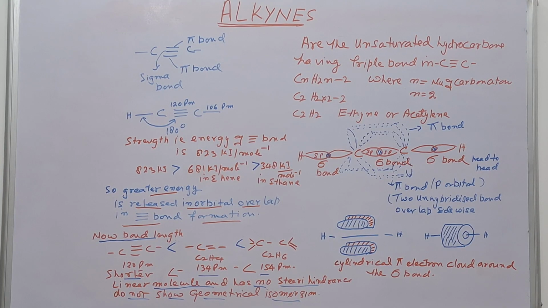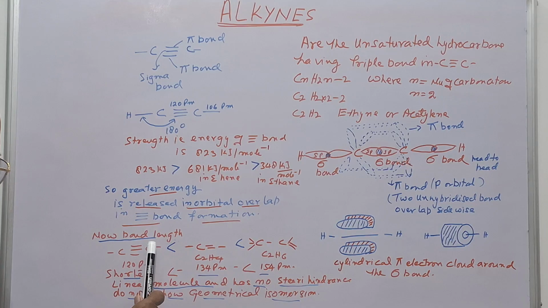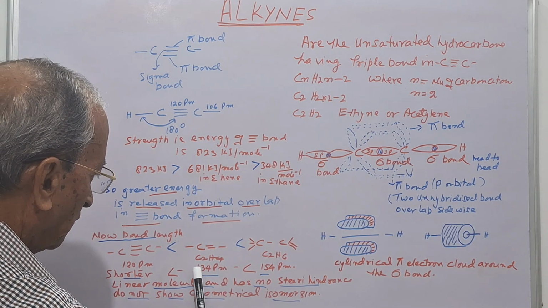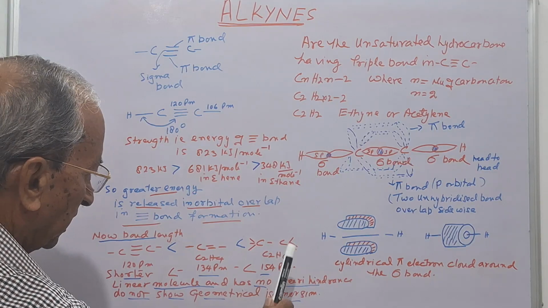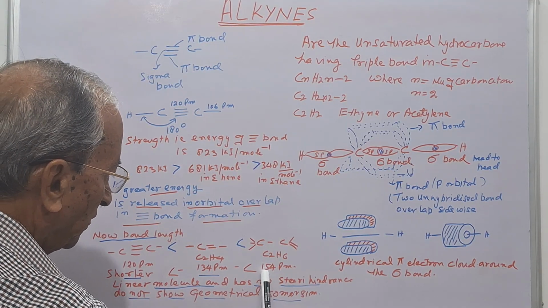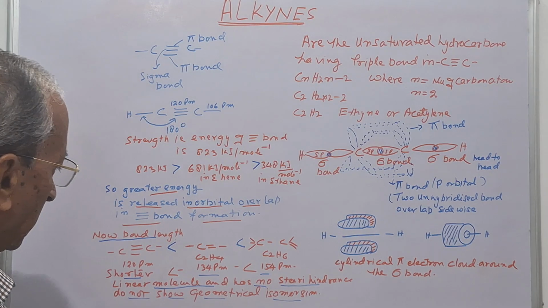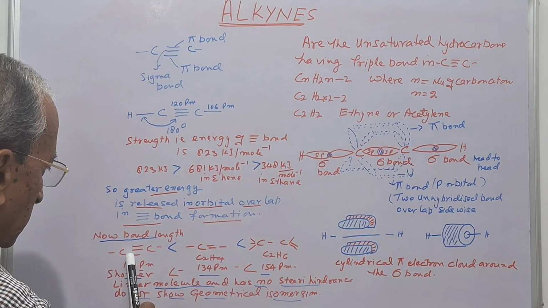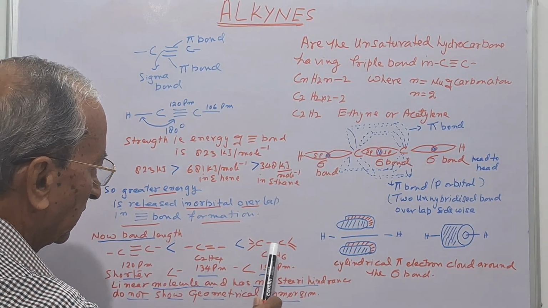Now if we consider the bond length, the carbon-carbon triple bond is 120 picometer. In the case of ethene, it is 134 picometer, and in the case of ethane, it is 154 picometer. Now here we see that in the case of ethyne, the distance is less than in ethene and ethane.